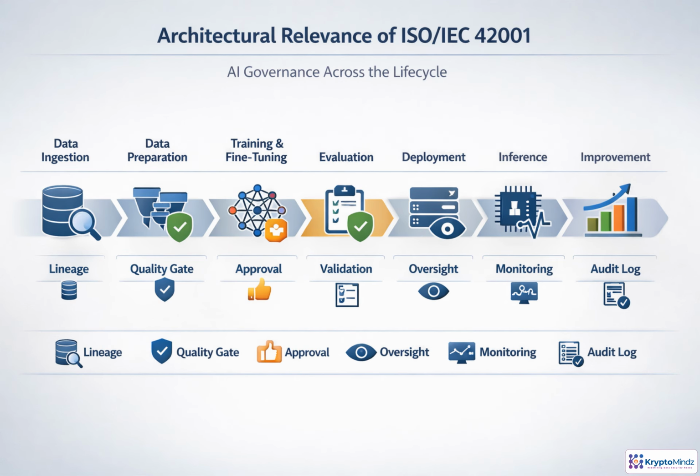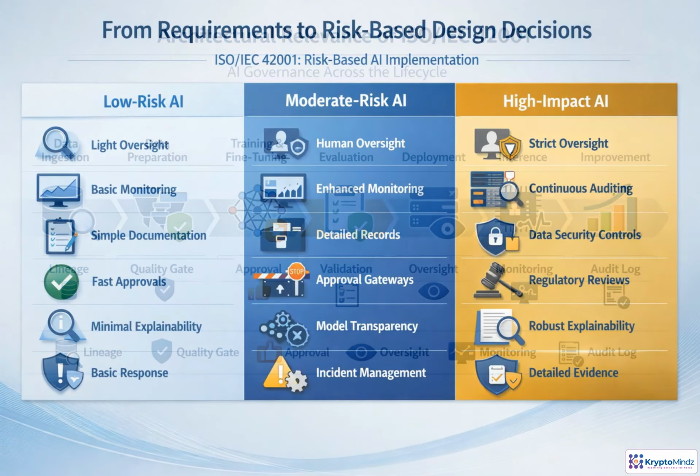ISO IEC 42001 becomes real when governance requirements are engineered into the AI lifecycle. Data needs lineage. Preparation needs quality gates. Training and fine-tuning need approval controls. Evaluation needs validation evidence. Deployment and inference need oversight, security, and transparency. Operations need monitoring for drift, bias, degradation, misuse, and incidents. Improvement depends on audit logs and lessons learned. The architectural question is simple. Can the system prove that responsible controls are designed, operating, and improving over time?